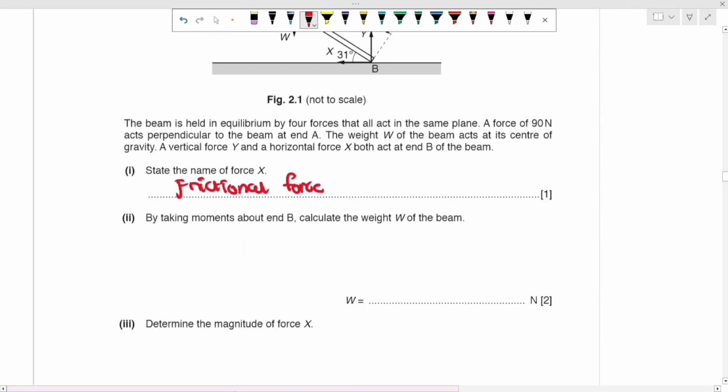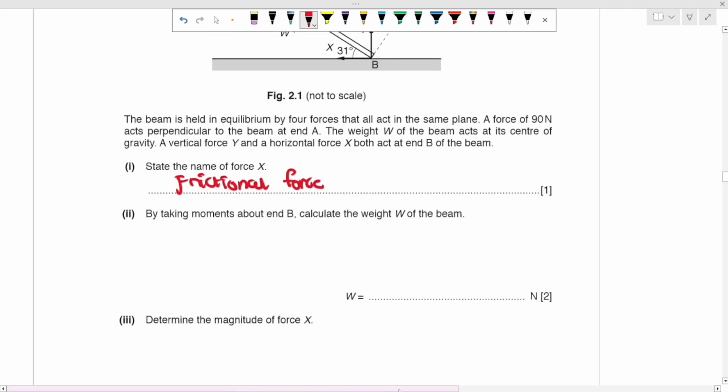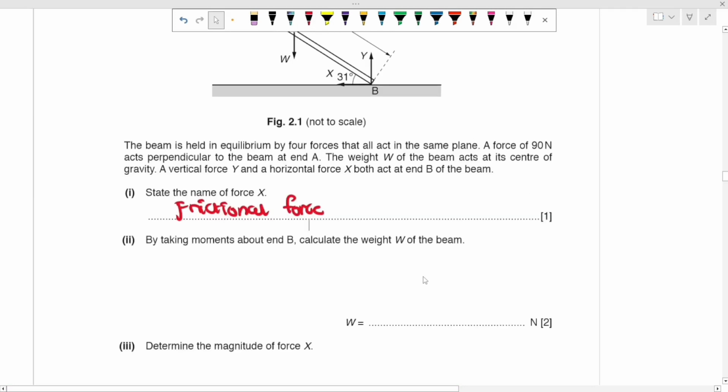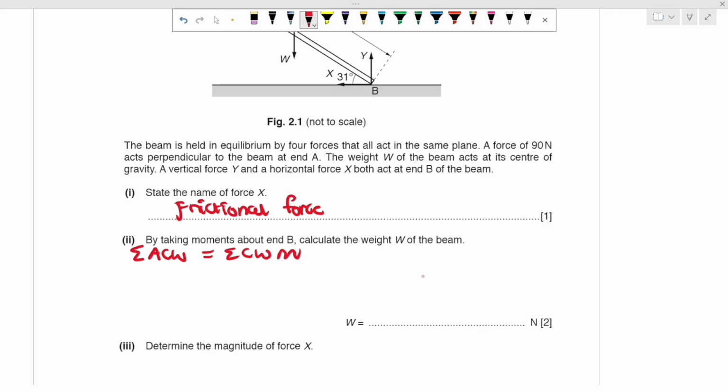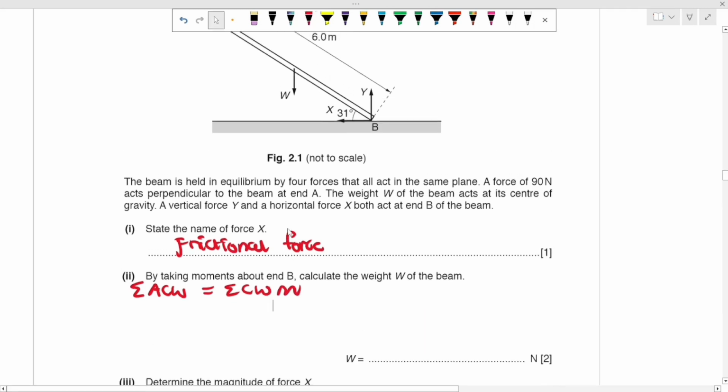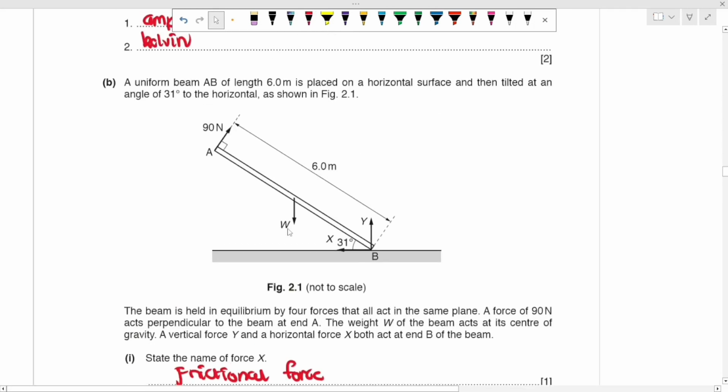By taking moments about end B, calculate the weight W of the beam. Okay, what do we know? We know that the summation of the anti-clockwise moments will be equal to the summation of the clockwise moments. So we just need to find the anti-clockwise moments, then find the clockwise moments, then we're done. If you're starting at B, you need a distance that is perpendicular. Guys, you either resolve the distance or you resolve the force.